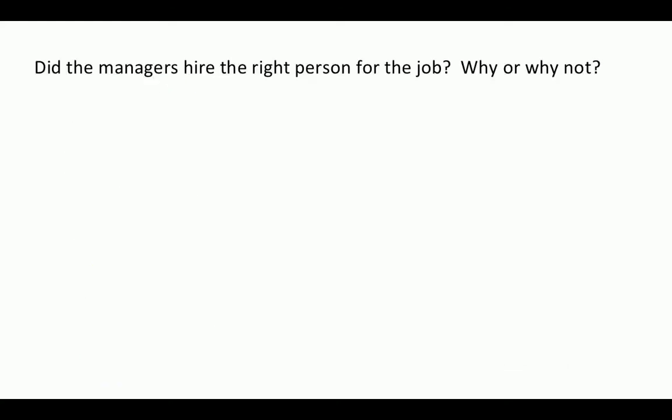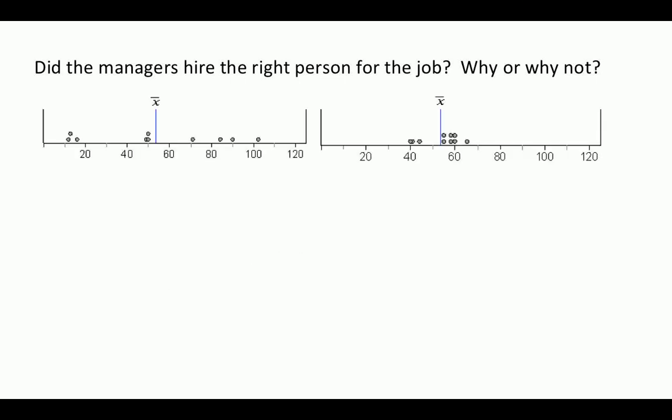Yeah, exactly. So did the managers hire the right person for the job? Why or why not? And so what you can say is, okay, well, here's a couple of little plots. They look familiar. Yes, they're the first ones we saw at the beginning. So here's mine right here, and here's Miss Hughes right here. And so what we can say is that my standard deviation was 32.9, a very large number because everything is spread out. Miss Hughes' standard deviation is 8.8, so much smaller.